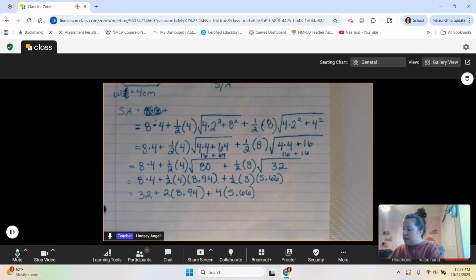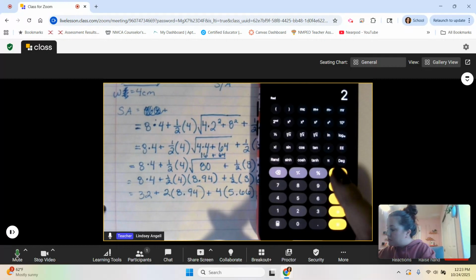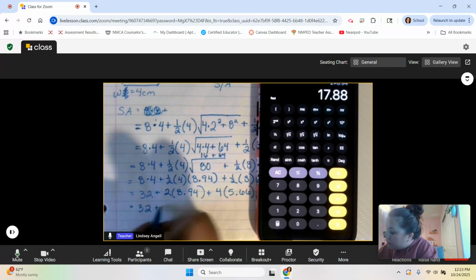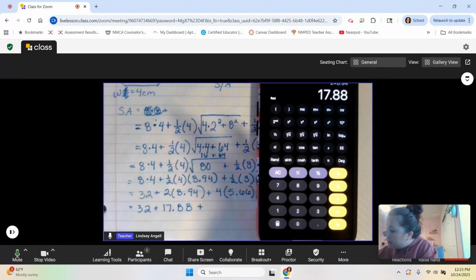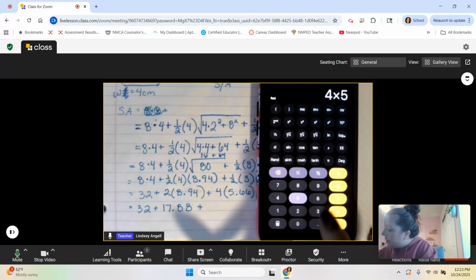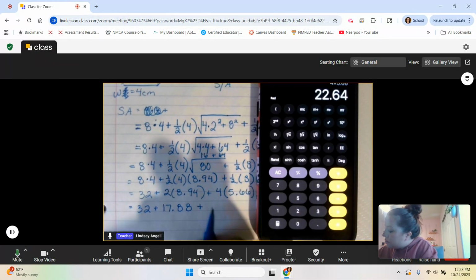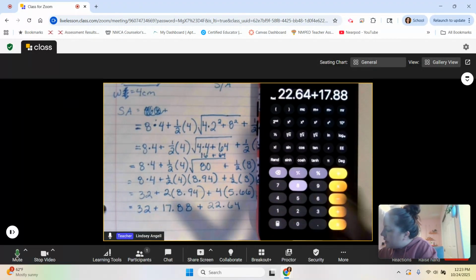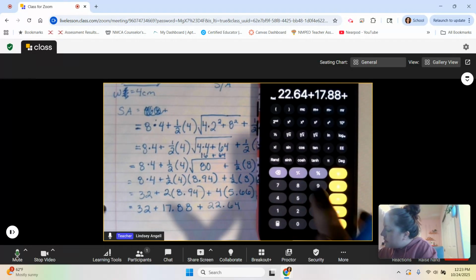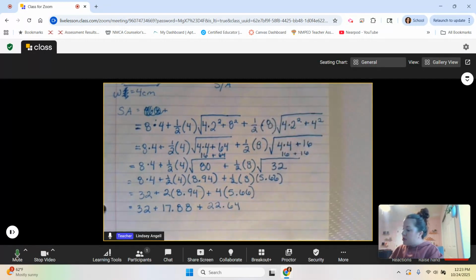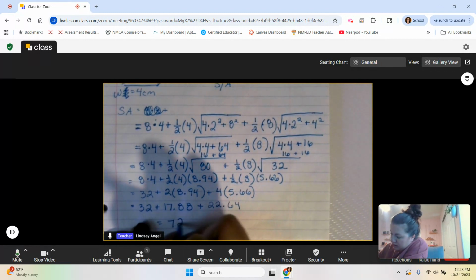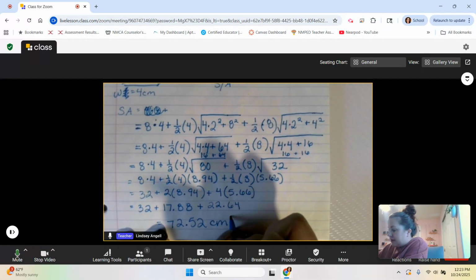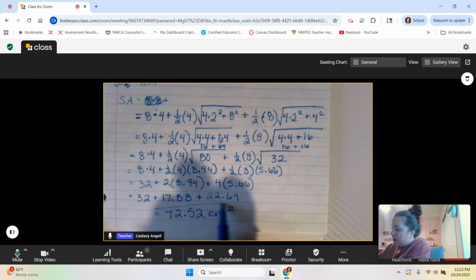Well, I've still got some multiplication to take care of. I have 2 times 8.94. That gives us 17.88 plus, and then we've got 4 times 5.66, which is 22.64. So then I'll add them together, 17.88 plus 22.64 plus 32 gives me 72 and 52/100ths, and they were centimeters, and we're still talking about surface area, so they would be squared.